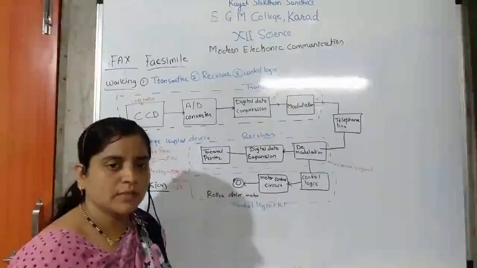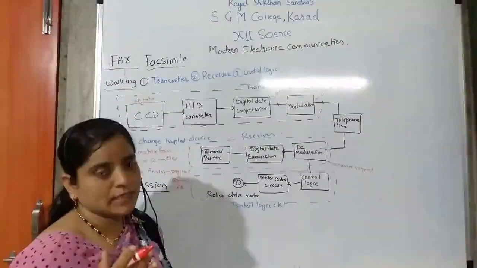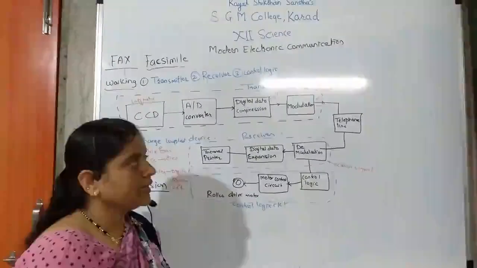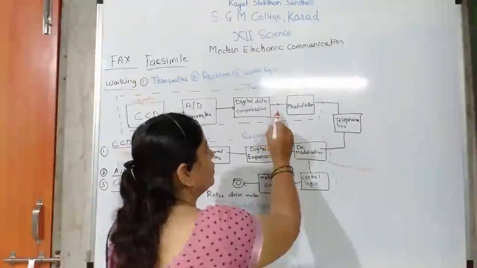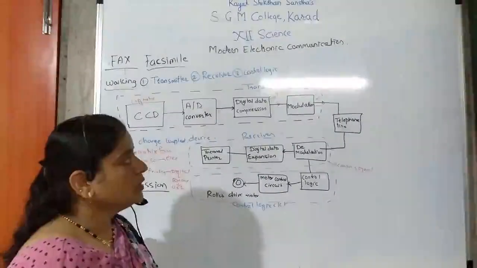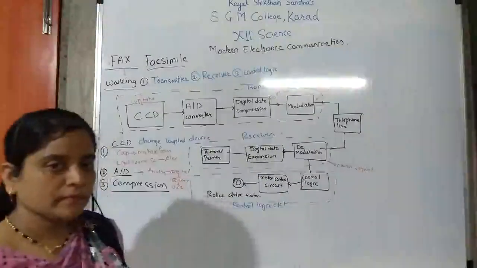Now we know the modulation. If you want to send the signal for long distance communication, the original signal can't be sent because we have to add the carrier signal. So the carrier signal is added at the output of this digital data compressor, and it is given to the telephone line.